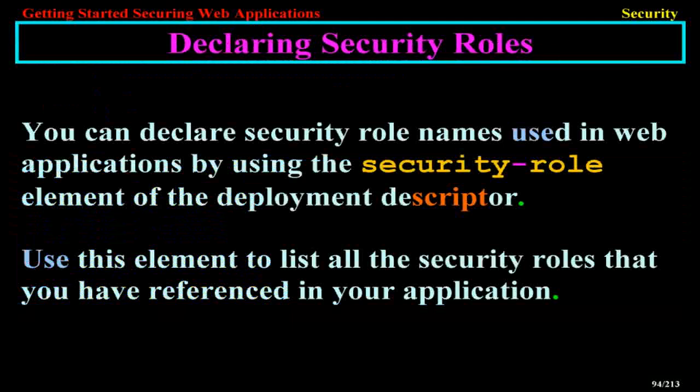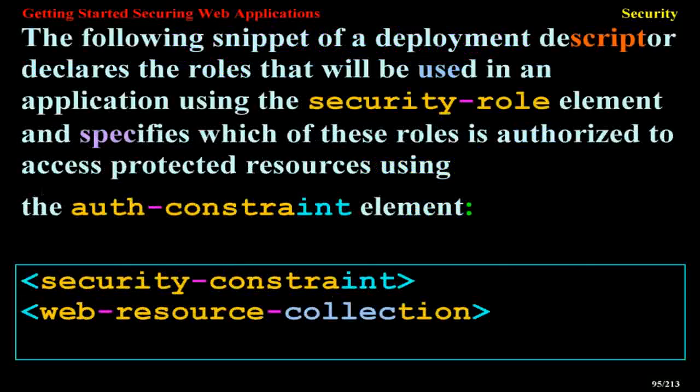You can declare security role names used in web applications by using the security-role element of the deployment descriptor. Use this element to list all the security roles that you have referenced in your application. The following snippet of a deployment descriptor declares the roles that will be used in an application using the security-role element and specifies which of these roles is authorized to access protected resources using the auth-constraint element.